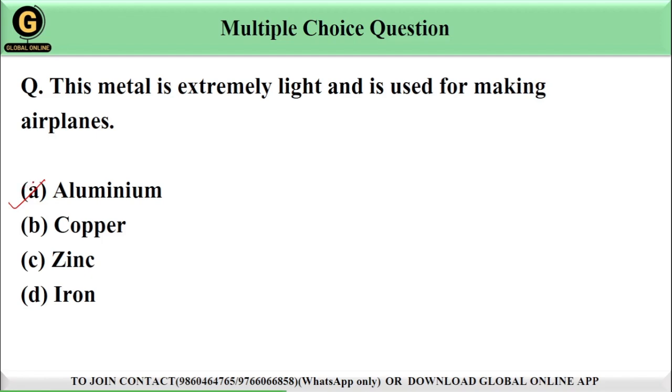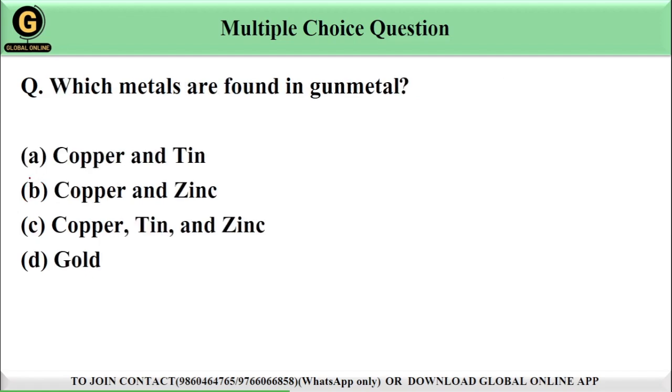Guys, let's move to the next question. Which metals are found in gunmetal? Options are given: copper and tin, copper and zinc, copper, tin and zinc, and option D, gold. The correct answer among the options will be copper, tin and zinc because gunmetal is an alloy primarily made up of copper, tin and zinc. It is known for its strength and corrosion resistance, making it useful in the manufacturing of machinery parts, valves and other industrial components. Hence, option C will be the correct answer, copper, tin and zinc.